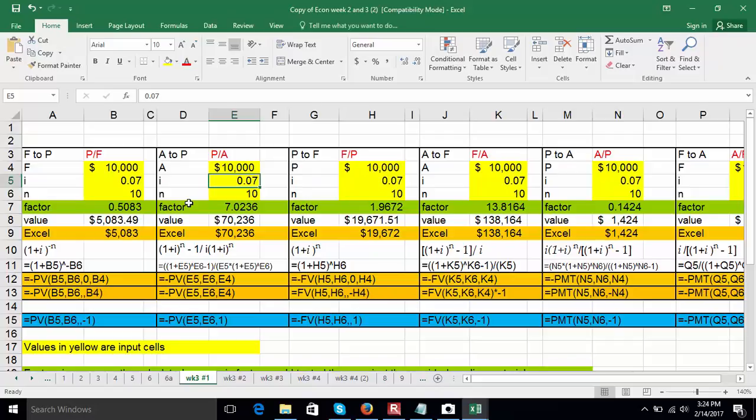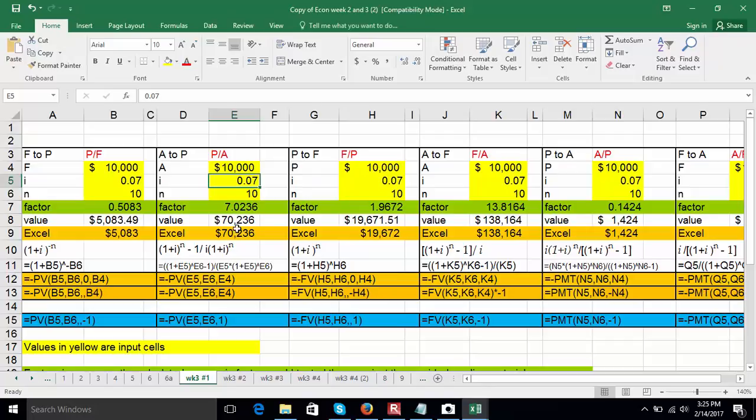So the point is here, you don't have to invest $100,000 right now. The fact is you'll actually have $10,000 10 times if you just invest $70,000 right now. That's the way to look at it. It's the present value of $10,000 a year for 10 years at 7% is only $70,000. That's the way to look at it.